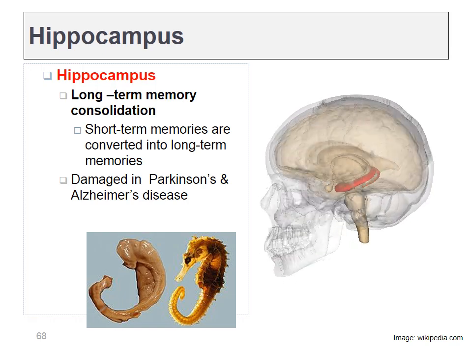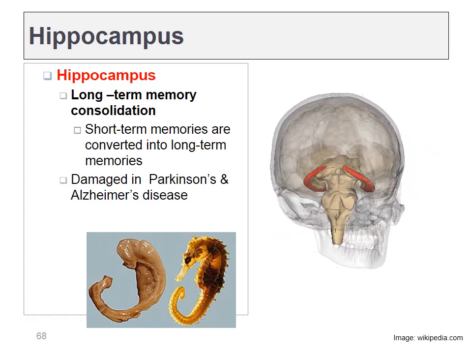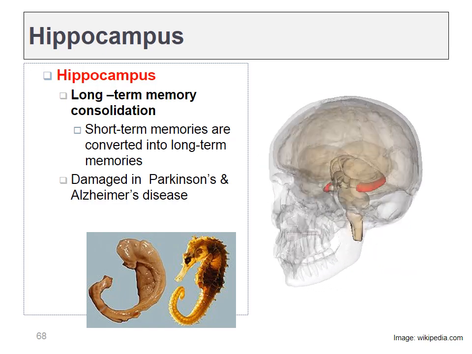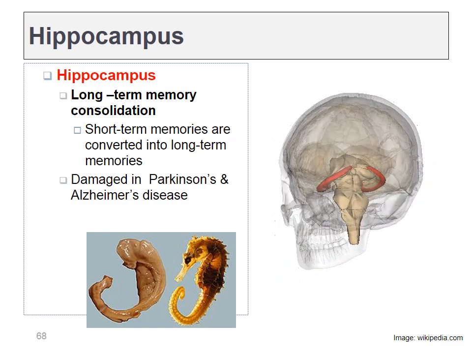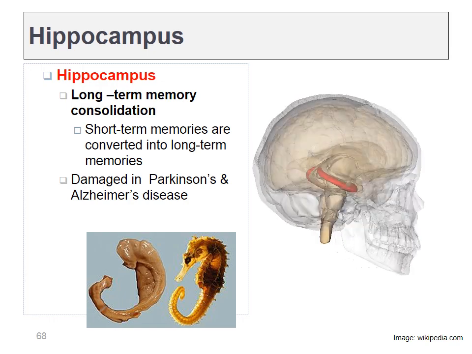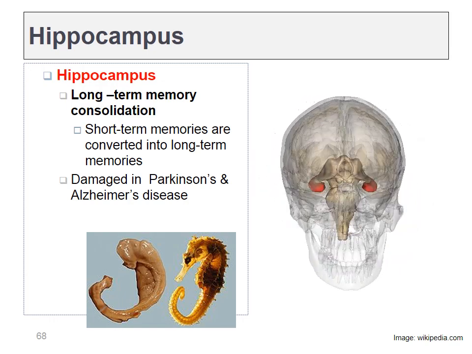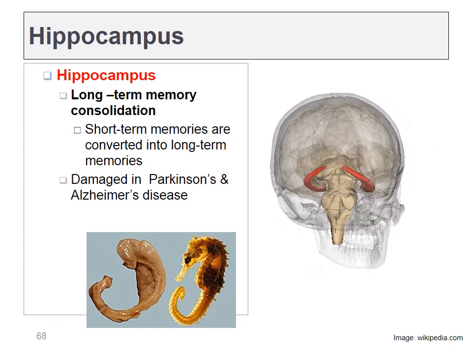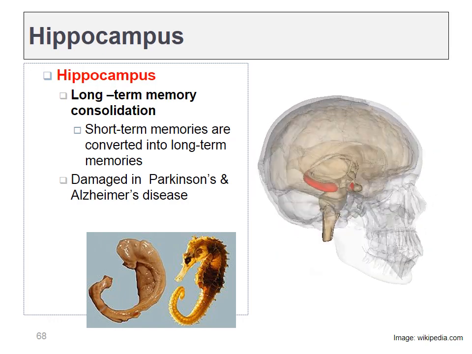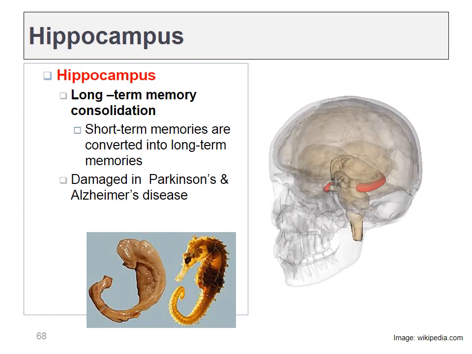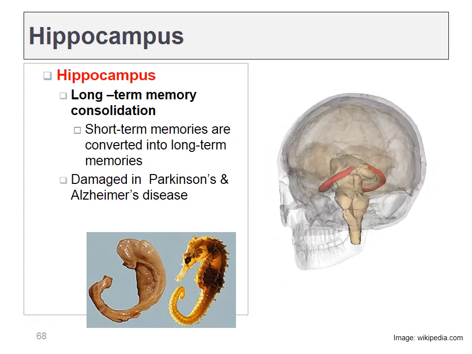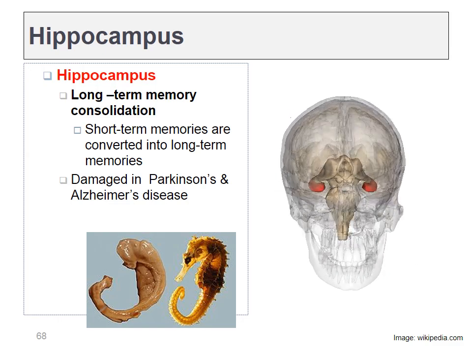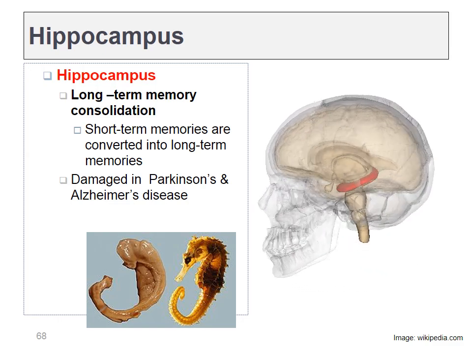Let's start with the hippocampus. This is a pair of structures that are deep inside the brain, and they're involved in what we're going to call long-term memory consolidation. This is not where memories are stored, but without the hippocampus, we can't store memories elsewhere. This part of the brain can be damaged in Parkinson's and Alzheimer's disease, which can cause anterograde amnesia, that I'll explain in a little bit more detail coming up.